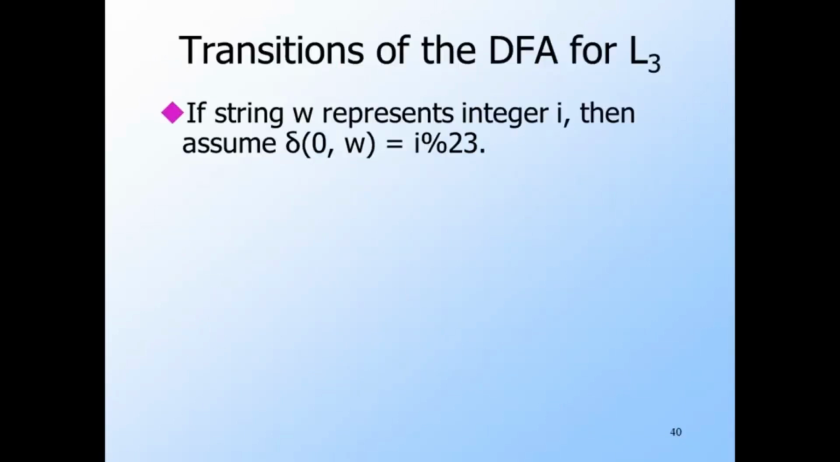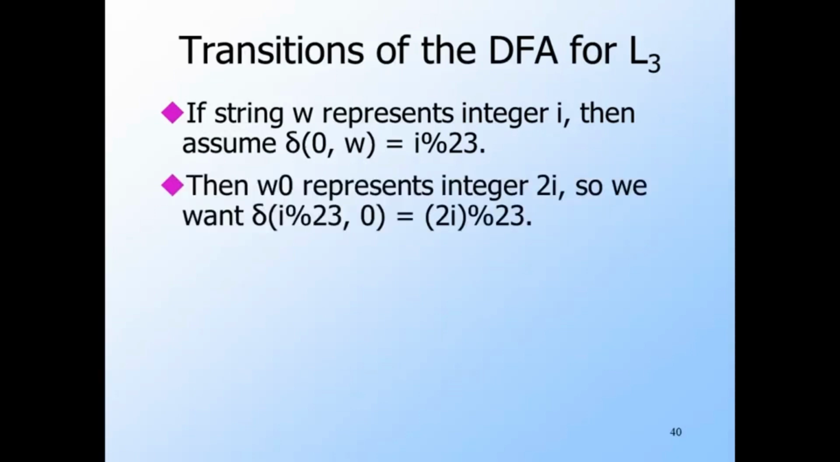We're going to assume that things are working right after reading a binary string w. That is, w takes state 0 to the state that is the correct remainder when w is divided by 23. I'm using the C-style percent operator to denote the remainder. You can read the percent as modulo or mod, which is just another way of saying the remainder when divided by. The transition from each state i on input 0 is to the state that is the remainder of 2i divided by 23.